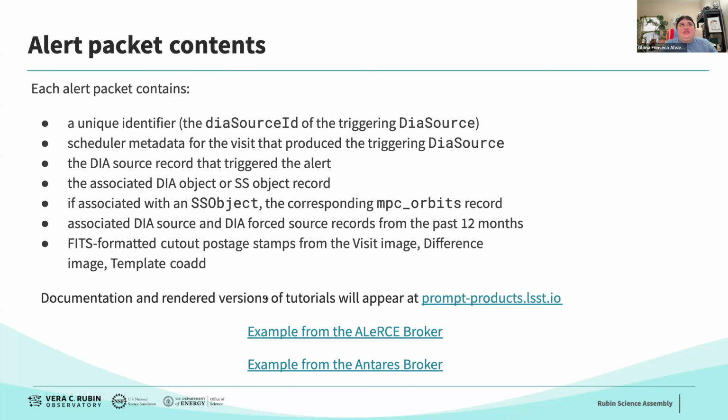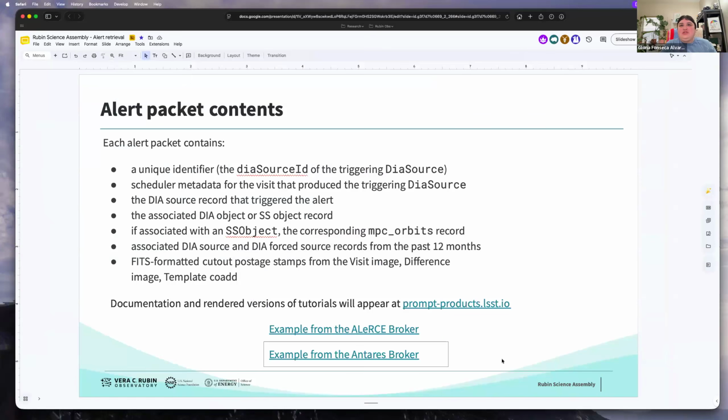And all of this documentation for the alerts is in the prompt products database. Sorry, the promptproducts.lsst.io documentation page. This is still in construction, but it already has a lot of useful resources, including the tutorials we'll show today. But first, I wanted to show you some examples of the particular alert that we'll be retrieving today. So I'm going to show you the alert in the Antares broker Explorer.